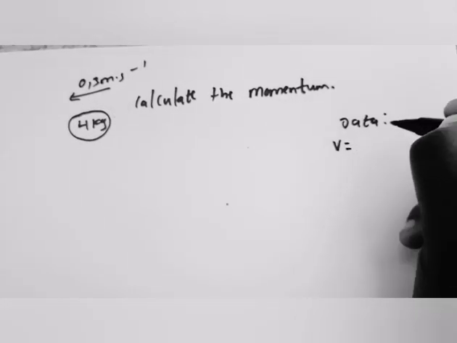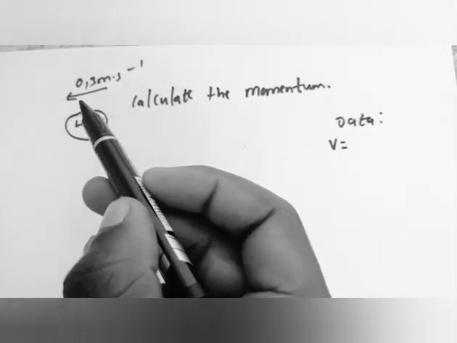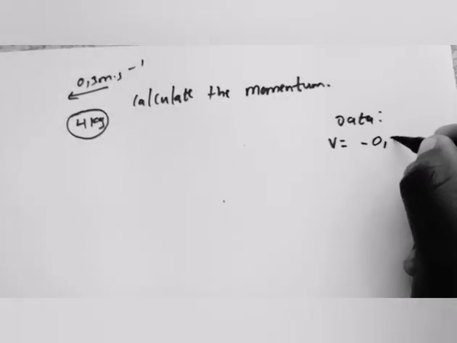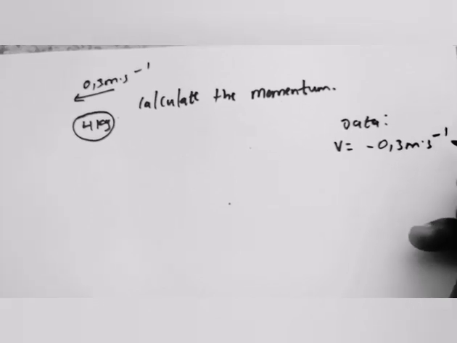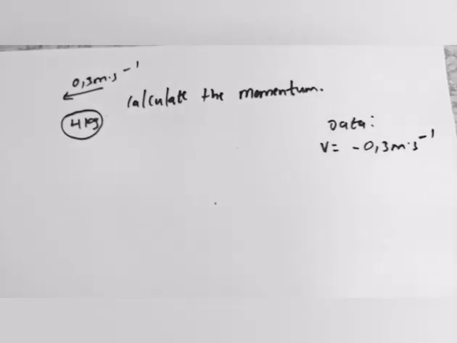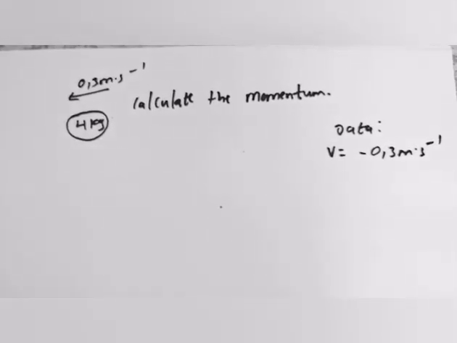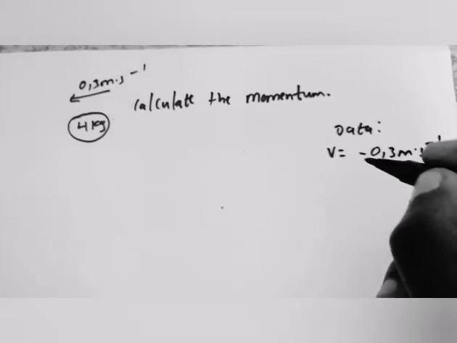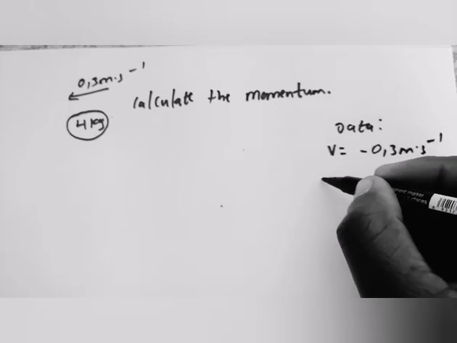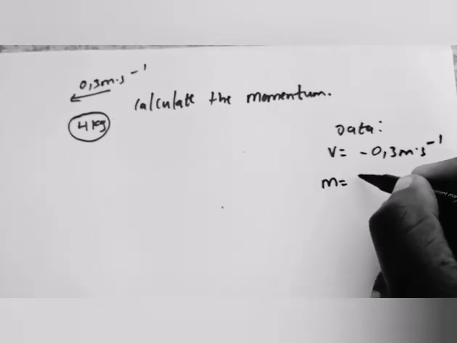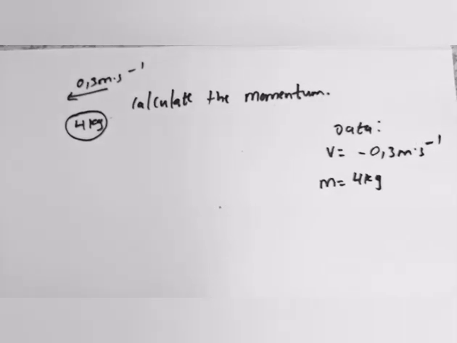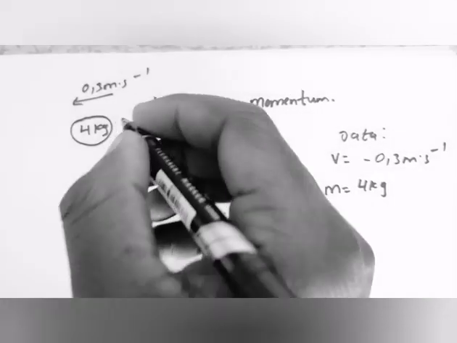So velocity: since the direction is to the left, that arrow depicts the direction, so it is negative 0.3 meters per second. Now our mass is m equal to 4 kg.